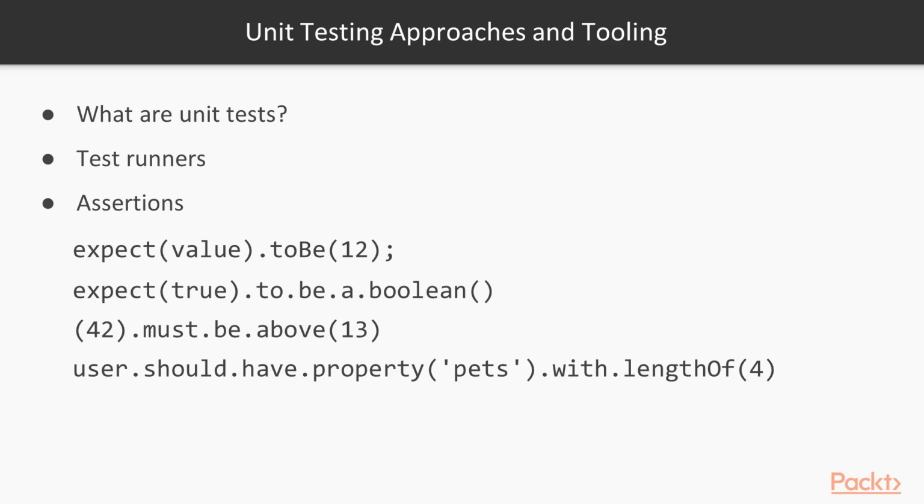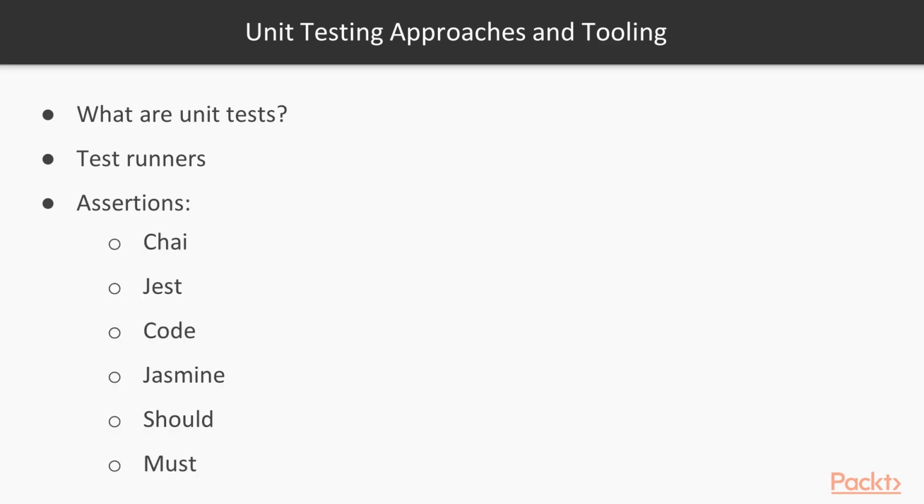So this is checking the type of this variable. 42 must be above 13. User should have property pets with length of 4. So this user object should have a property pets, an array that has 4 elements in it. As you can see, all of these different sentences follow a different sort of format. So these are all from different assertion libraries. Much like test runners, there are many different assertion libraries, and again, it's up to you to choose your favorite.